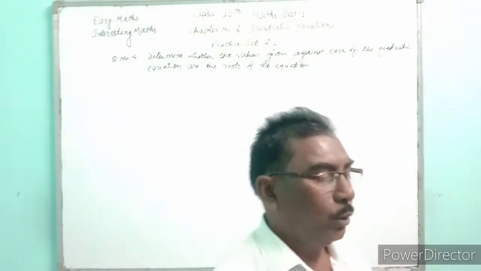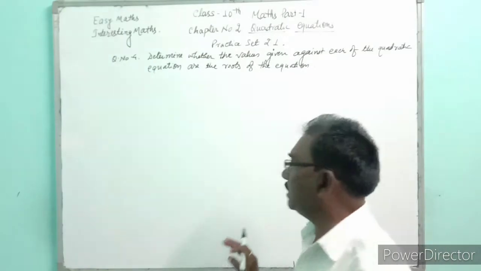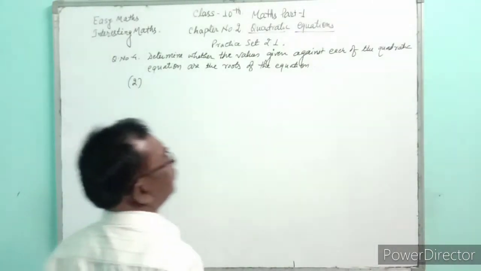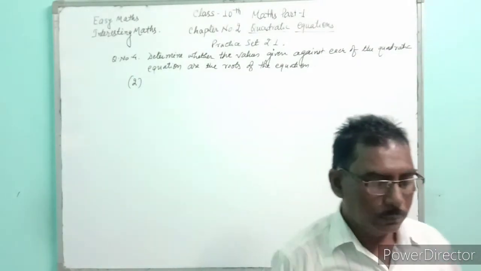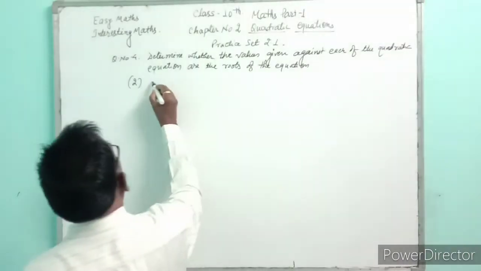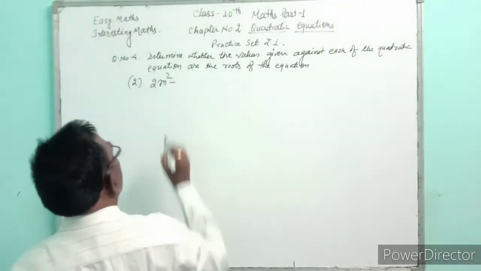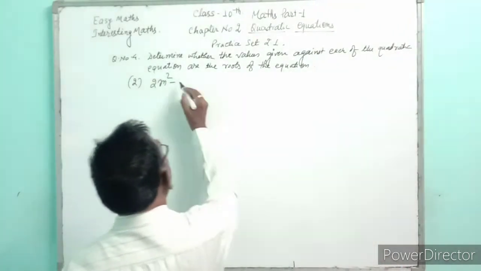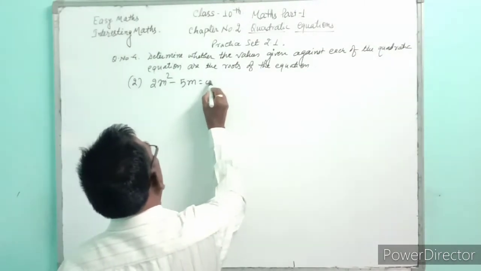Now we see question number 2, meaning problem number 2 of the same question number 4: 2m square minus 5m is equal to 0.